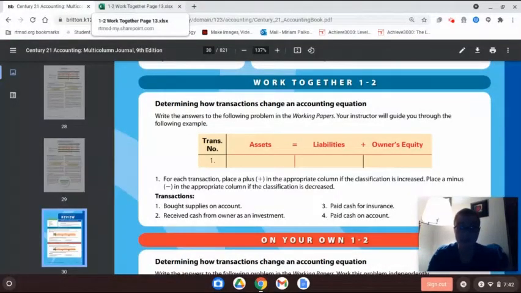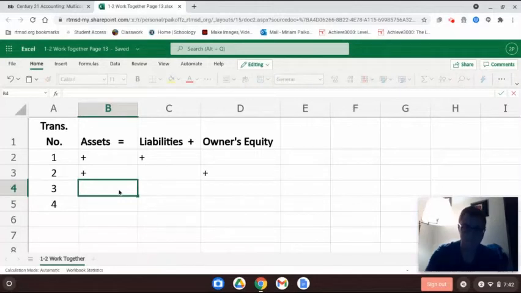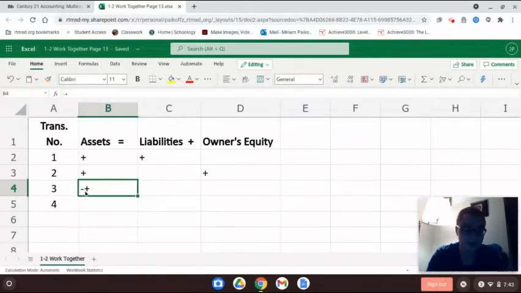Transaction number 3 reads, paid cash for insurance. So when we pay cash for insurance, that means that our cash is going down. So when we pay cash, our cash account gets decreased. And when we paid it for insurance, our insurance account was increased. So if you notice, we have a plus and a minus. That's because we are on the same side of the accounting equation. So again, when we paid cash, our cash account went down, and because we paid it for insurance, our insurance account went up. So that is transaction number 3.